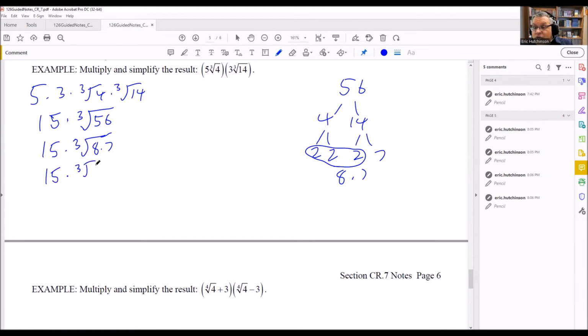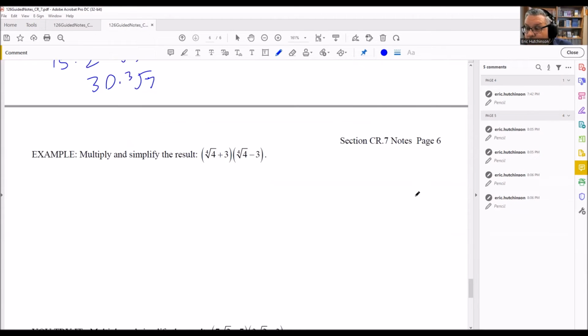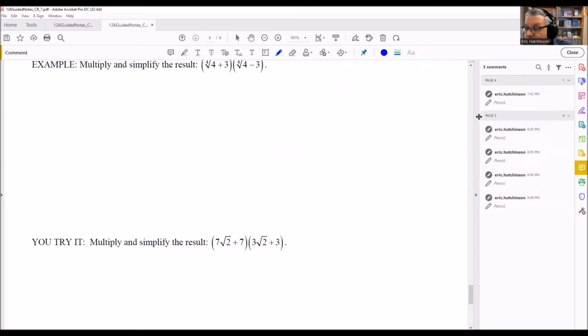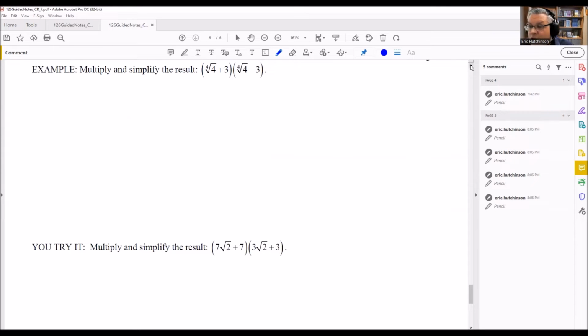So I'm going to do cube root of 8 times the cube root of 7. So cube root of 8 would be 2. Right there. 15 times 2 is 30. And so that would be the answer, 30 cube root of 7. And there's nothing more I can do with that one. Now, the next problem is different because we have pluses and minuses that we're multiplying together there.